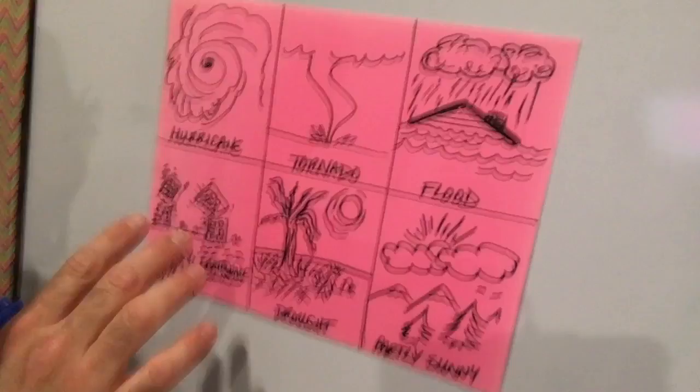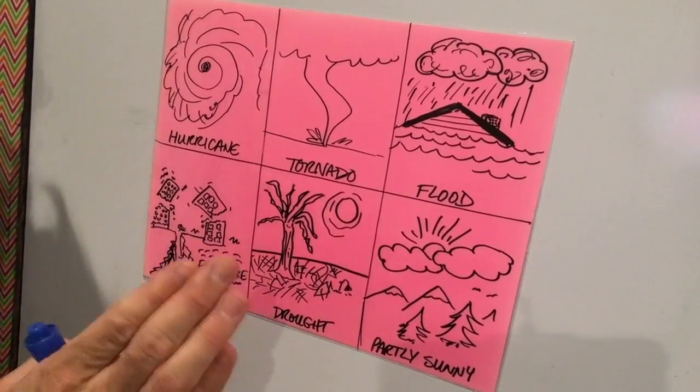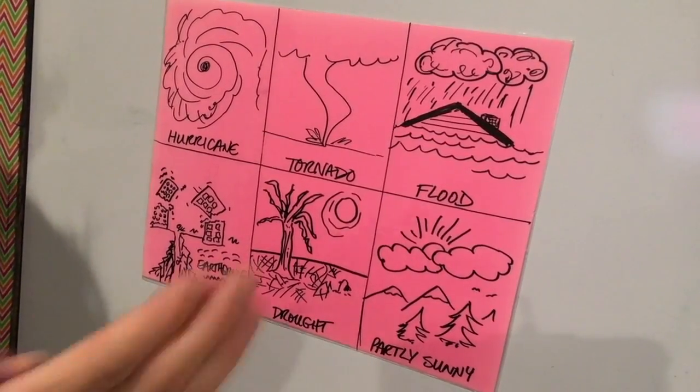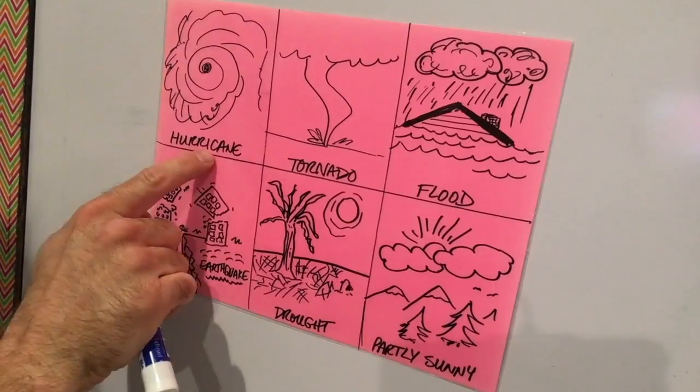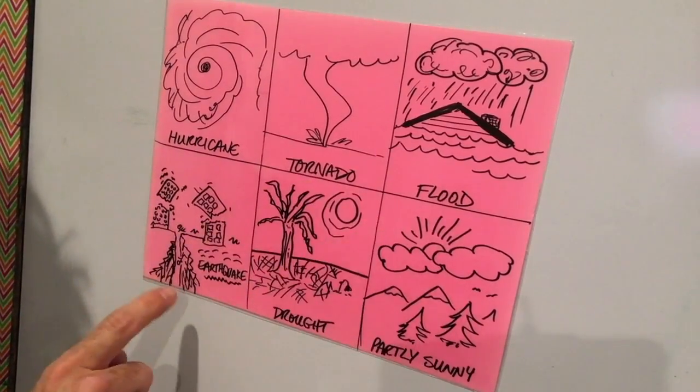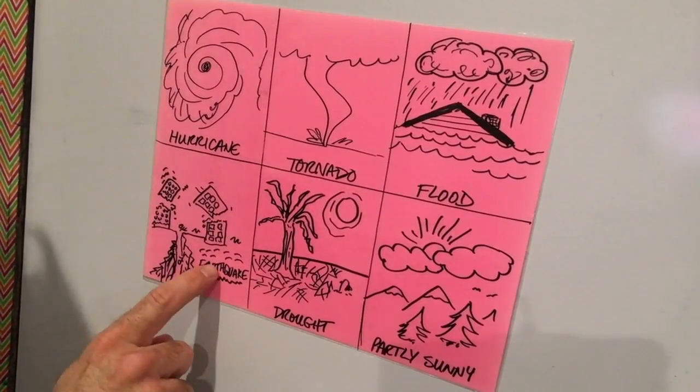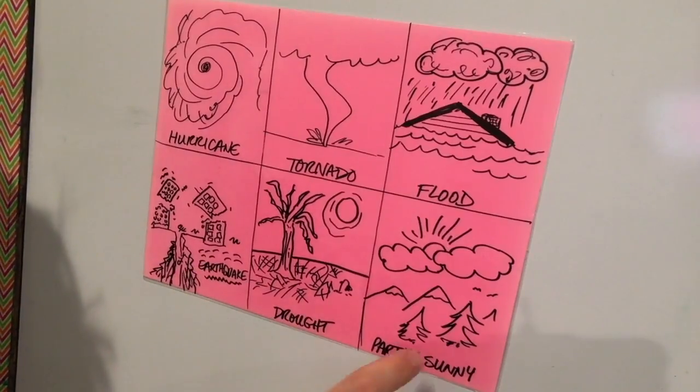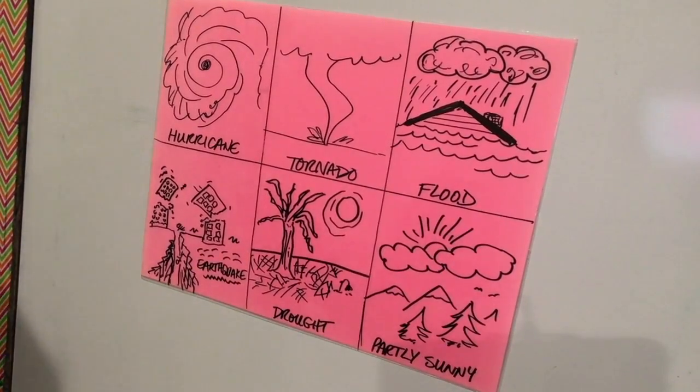What I do is I ask my patients, which one of these systems does your sore throat feel like? Is it a hurricane, a tornado, a flood, earthquake? Heck help you if it's that. A drought or partly sunny. And each one of these has a system.